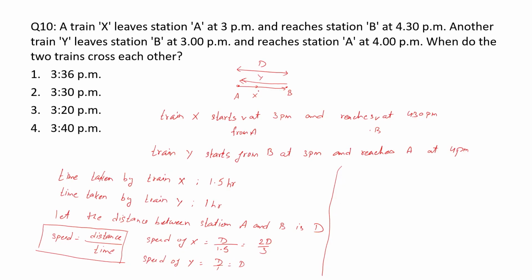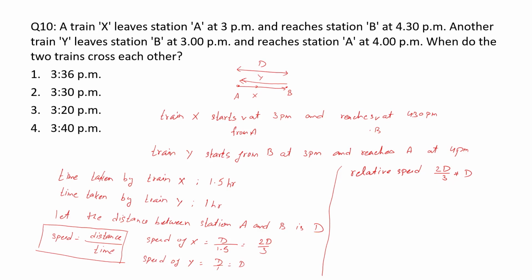So now one train is going in this direction. So x train is going in this direction, y train is going in this direction. So both are coming opposite to each other. Whenever trains come opposite to each other, their relative speed adds up. So relative speed is 2d upon 3 plus d. This is the relative speed because they are going to meet each other fast, right? Because they are coming in opposite direction.